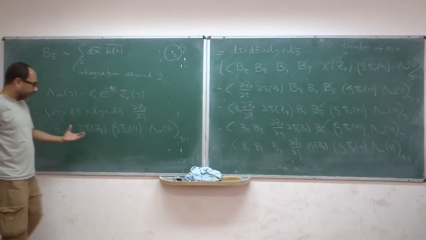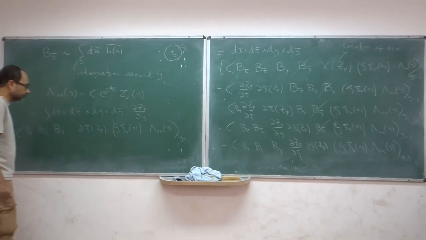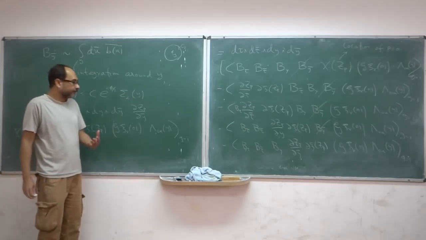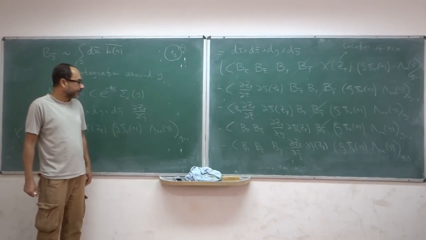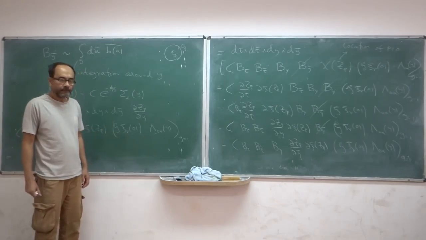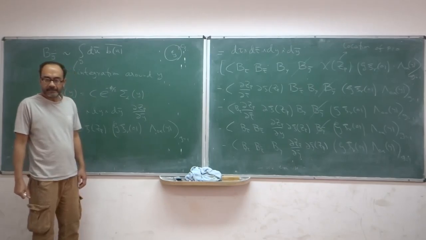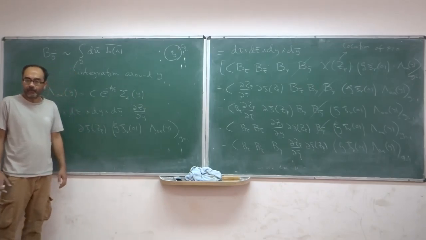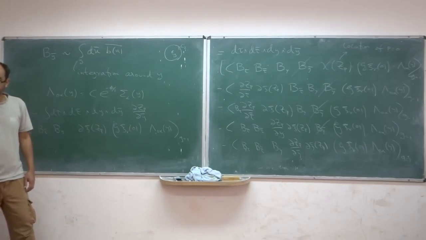But now you see that you have a puzzle. Naively you might have thought that you will take Z_P to be independent of y bar. Suppose you take Z to be independent of y, a fixed value. Then this will be zero.